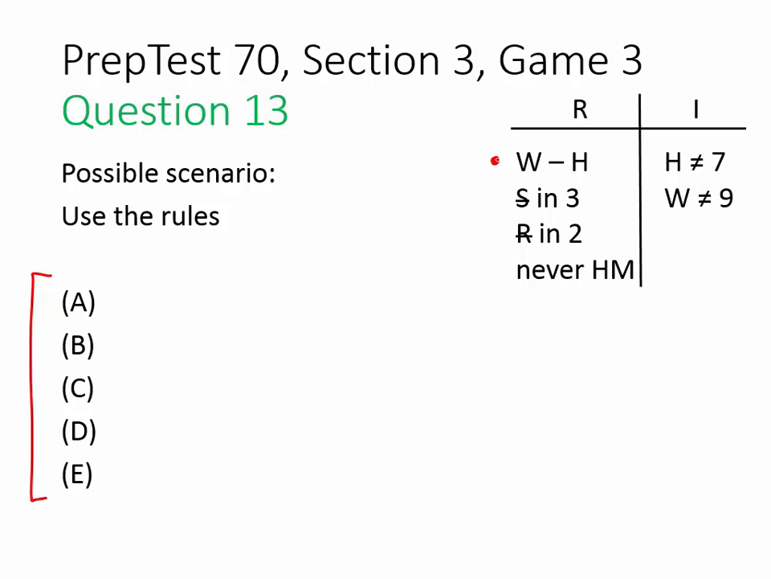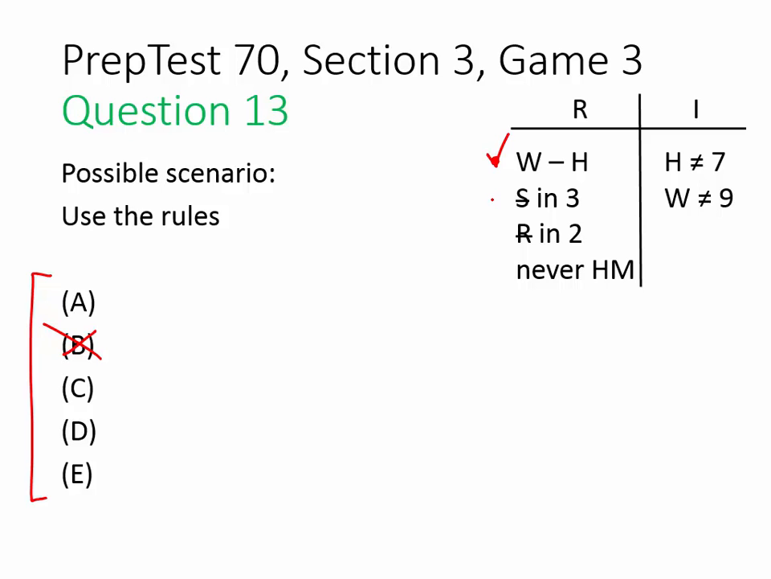In answer choice A, W is at 7 and H is at 9, so we're fine. In B, W is at 8 and H is at 7, so we're not okay there. That one's out. In C, W is at 7, H at 9, we're fine. In D, W at 7 and H at 9, we're fine. And in E, W at 7, H at 8, we're fine.